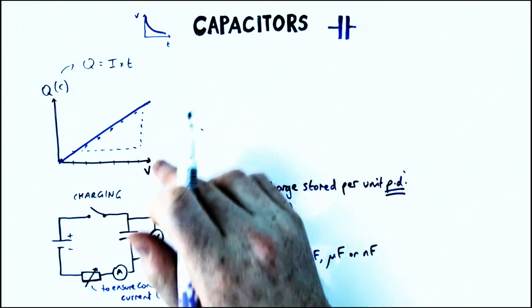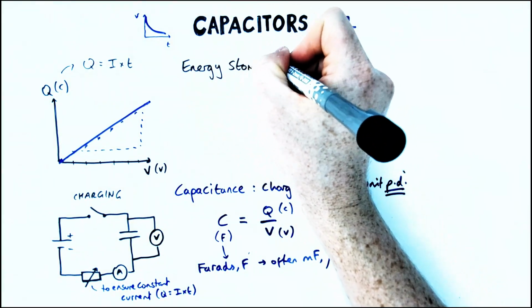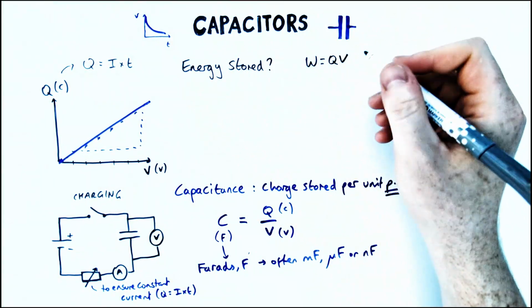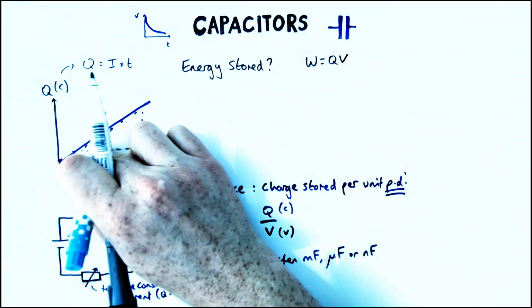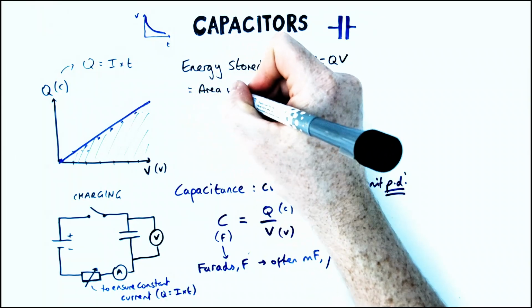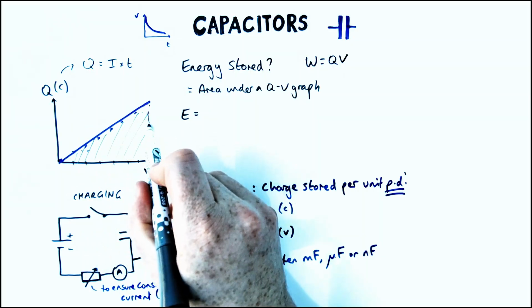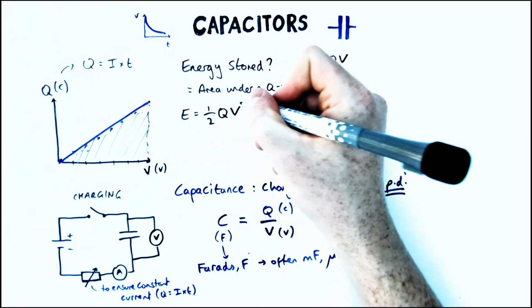A graph of charge and potential difference allows us to calculate the energy stored. Now the overall general equation for energy stored or work done is equal to charge times PD, which will be represented by the area under a charge-PD graph. And in this case, our area is going to be a triangle. So the equation for the area of a triangle is half times charge times PD.